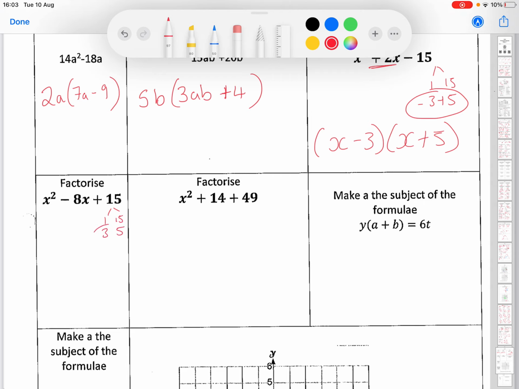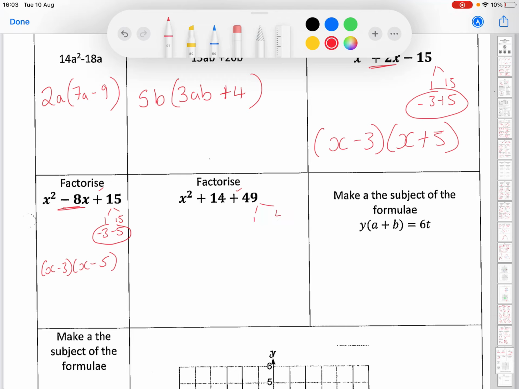Right, next one we've got factors of 15 that make 8. So we need 1 and 15, 3 and 5. 3 and 5 make 8. It needs to be minus 8 though. So those two have to both be negative. So we've got x minus 3, x minus 5. We can see because it says plus 15 on the end, those signs have to be the same.